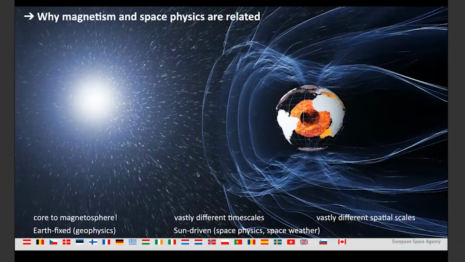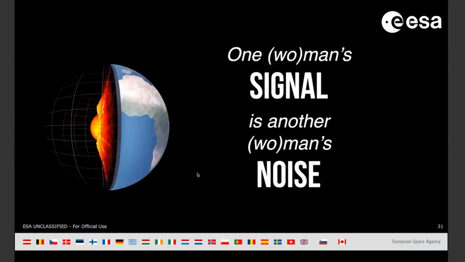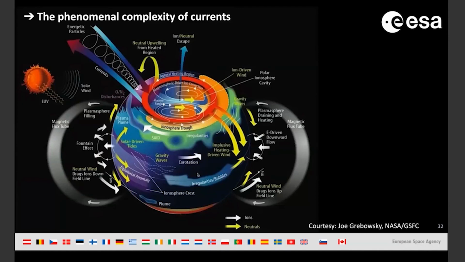So in order to actually understand what's going on inside of the planet, we also need to understand what is coming towards us from the sun, how that is changing in time, and so on. So it's very much true in this business of magnetism. I don't want to go into detail, but I want to show you that space physics is extremely complex.